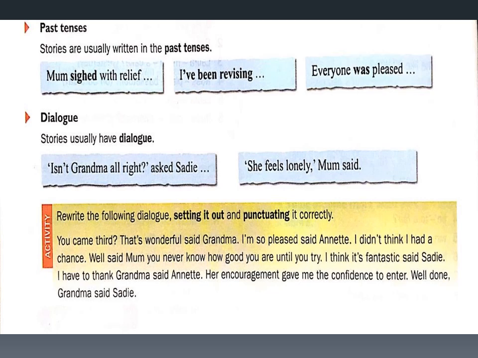It's very important also to have dialogue. "Isn't grandma alright?" asked Sadie. "She feels lonely," mom said. Here you have to look more and more at this activity. Rewrite the following dialogue, setting it out and punctuating it correctly.